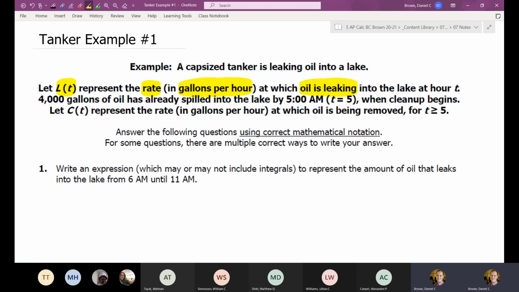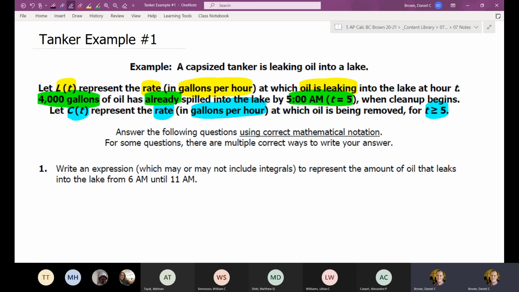And so that's leaking oil into the lake. It gives us this initial condition. It says 4,000 gallons have already spilled in the lake at 5 a.m., which is t is equal to 5. So there's an initial condition. And then it gives me a secondary function. Cleanup is beginning at t is equal to 5. It's telling us that C of t is that cleanup function. It is representing a rate in gallons per hour. So we have 2 functions here.